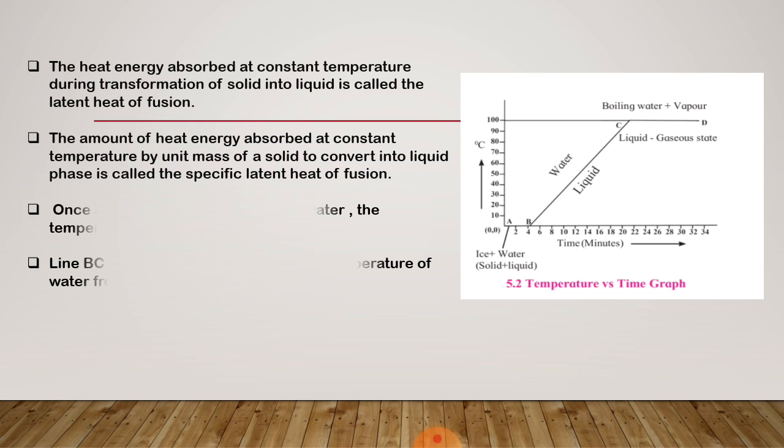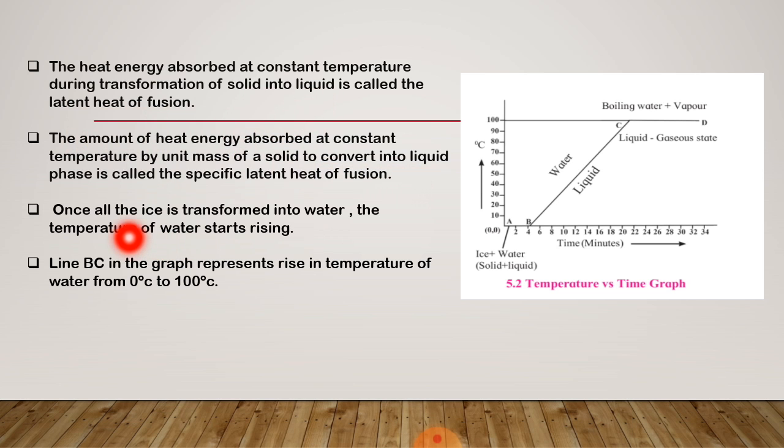Okay, once all the ice gets transformed into water, the temperature of water starts rising. When the ice is transformed into water, the temperature starts increasing. Okay, line BC in the graph represents the rise in temperature of water from 0 degrees Celsius to 100 degrees Celsius. Okay, yes.